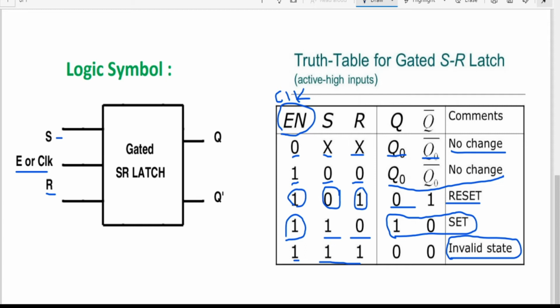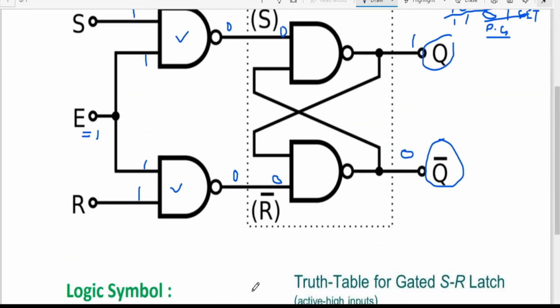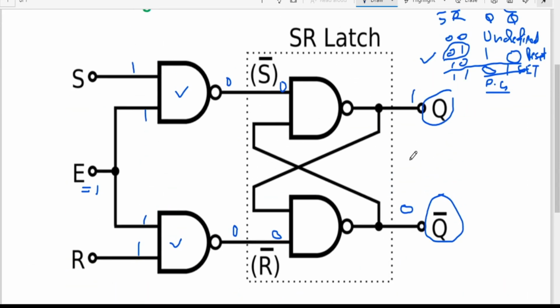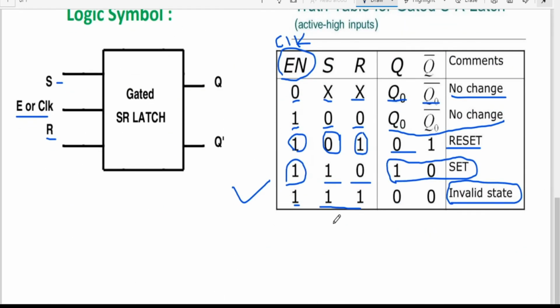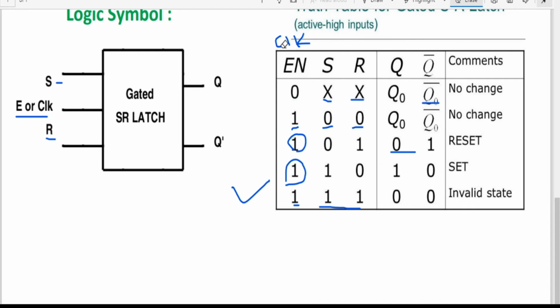So here you can see that the function table we have is exactly the same as the SR latch that we have already discussed. The function table we have obtained is exactly the same as that of an SR latch, and this is how, students, the gated SR latch with enable input is going to perform.